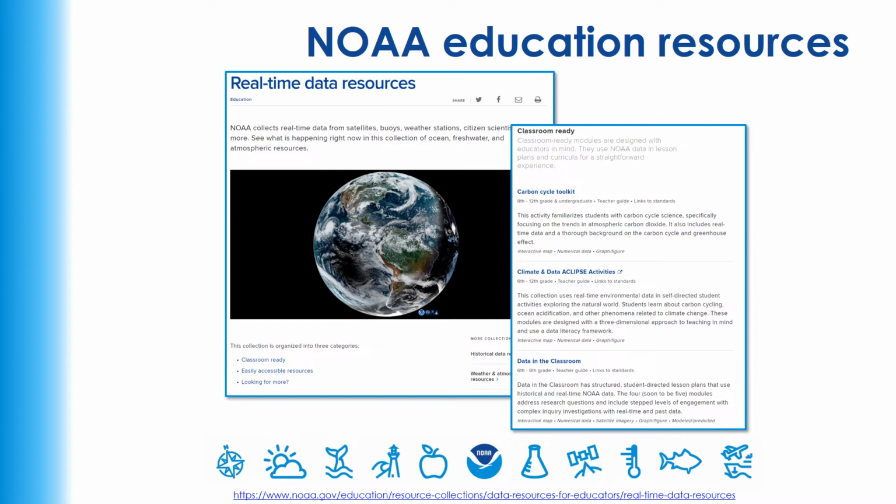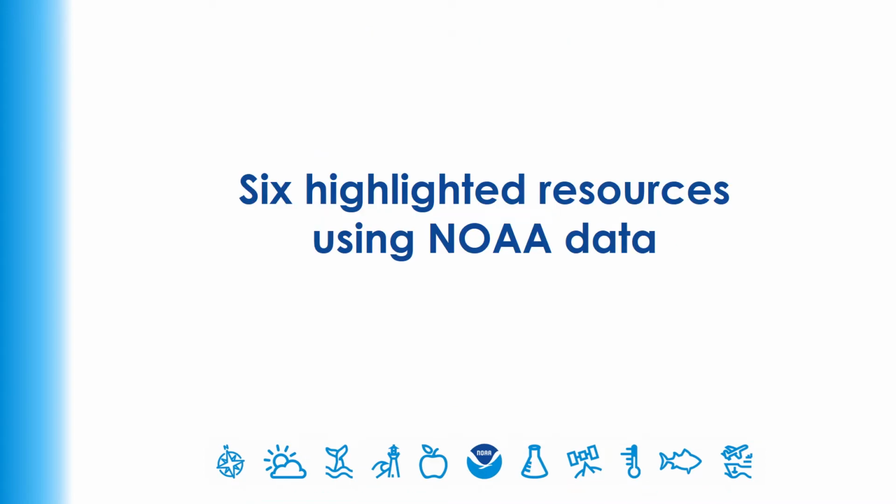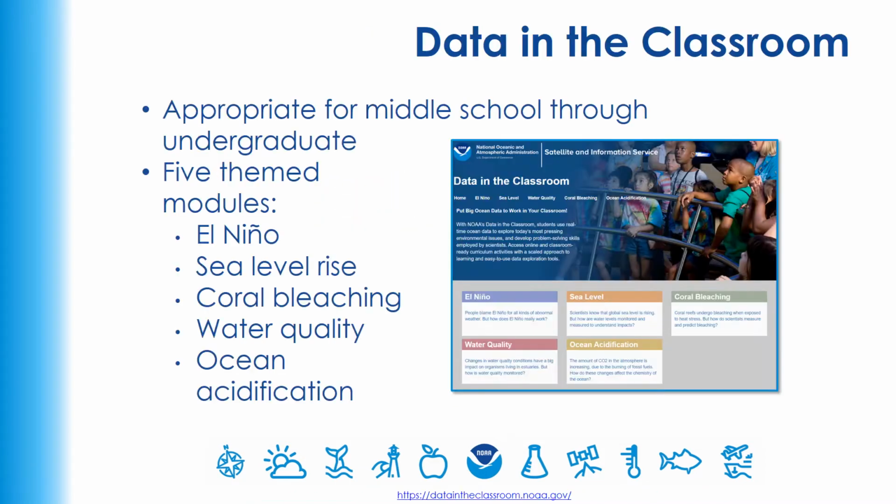Classroom Ready resources are lessons using NOAA data that are ready to go. Easily accessible resources are data sources themselves. They don't require too many clicks or too much work to understand what you're looking at. And then we have a section called Looking for More. Some of NOAA's data is a bit complicated to understand, or it may be really raw and technical. So these may require a little more effort on your part to bring this into your class. So now let's take a look at some of our favorite resources.